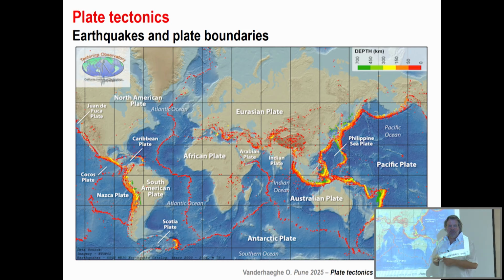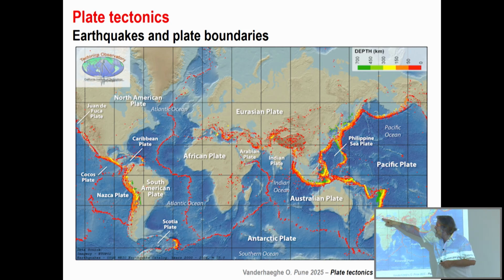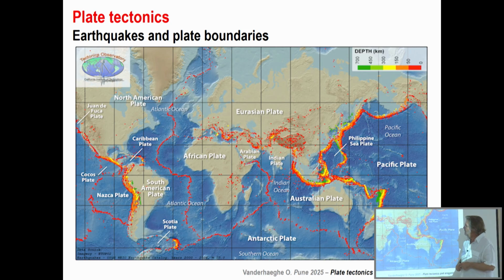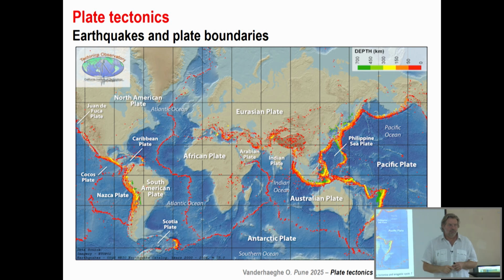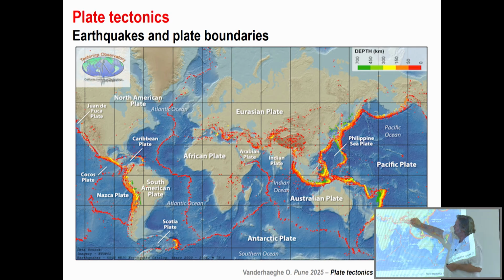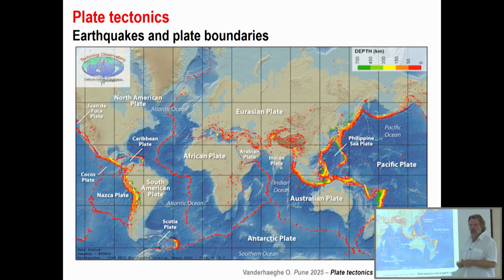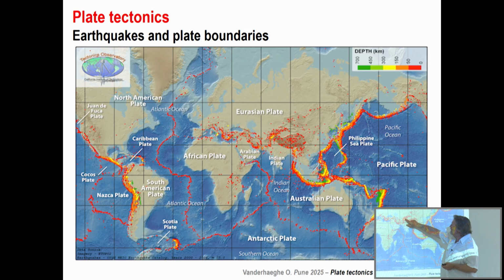What about the Alpine Himalayan belt? What happens here? Type of earthquakes. Mostly shallow, but there are lots of shallow earthquakes that are distributed. It's not as restrained in space as along oceanic plate boundaries. So it's distributed in space, but there are some deep earthquakes there that are also kind of hidden below the red ones.